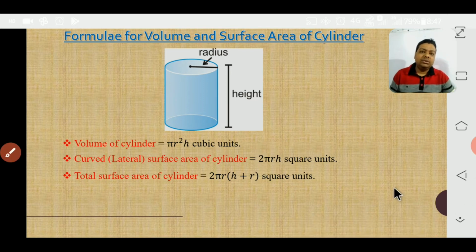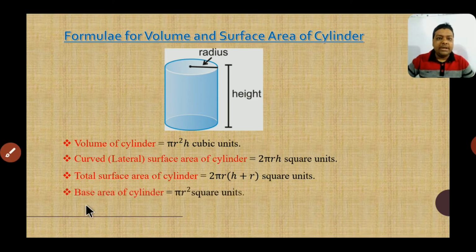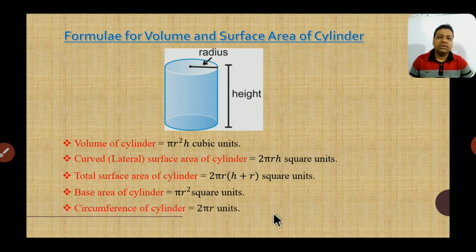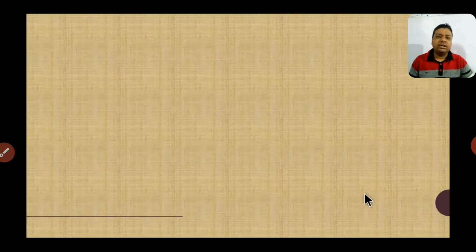Okay. Now what is the base area of a cylinder? Pi r square. We know that the base area and the top area are the same, so we can say it is the pi r square value. Now, students, what is the circumference of a cylinder? 2 pi r. We already know. Now, students, let's move to the next part, the questions.